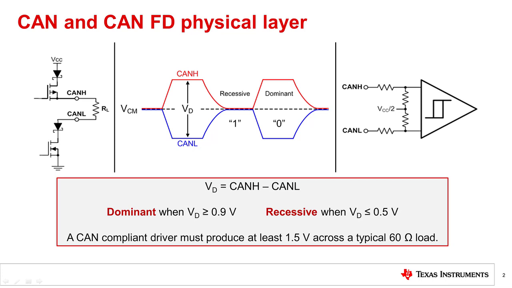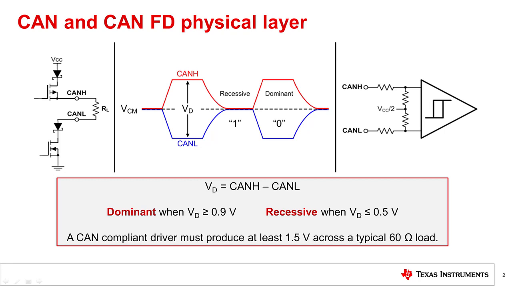To transmit a logic 0, the CAN-H and CAN-L pins are simultaneously pulled high and low, respectively. This brings the differential voltage, VD, to above 0.9 volts, which is referred to as a dominant state. To transmit a logic 1, the pins are released by the driver, and VD dissipates across the termination resistors. This brings CAN-H and CAN-L back to VCM, the common mode voltage, and reduces VD to below 0.5 volts, which is referred to as a recessive state.